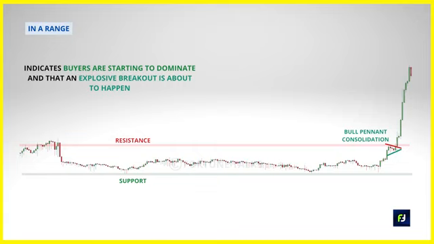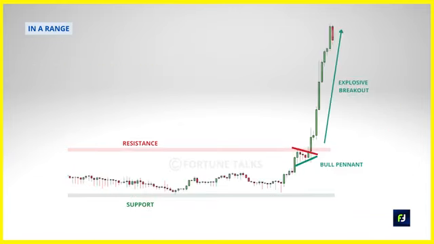So the moment you see a bull pennant forming at the resistance, it tells you that the buyers are starting to dominate and an explosive breakout is imminent. You can look to enter above the breakout candle or when the price closes above the resistance, and maybe you will even get a retest if you are lucky enough. Now the stop loss and the targets are the same as we have discussed earlier, and since there is no valid trend, you can use a tighter moving average such as a 20 period moving average if you wish to trail your stop loss.